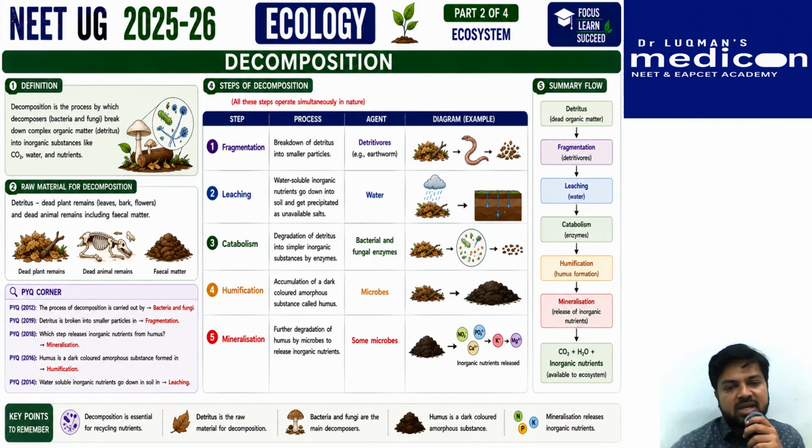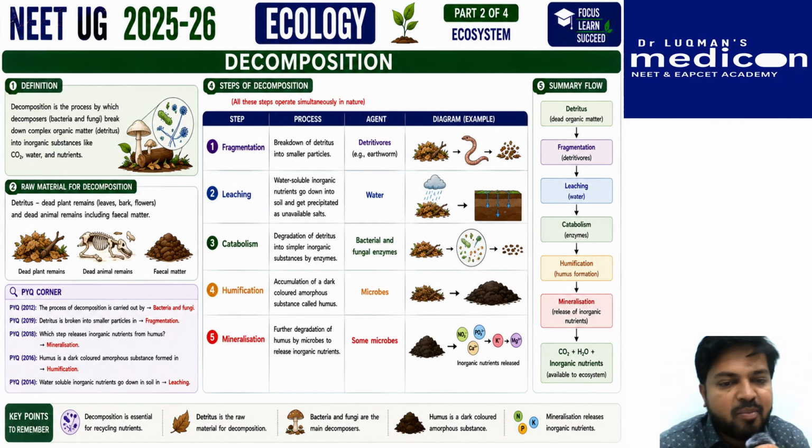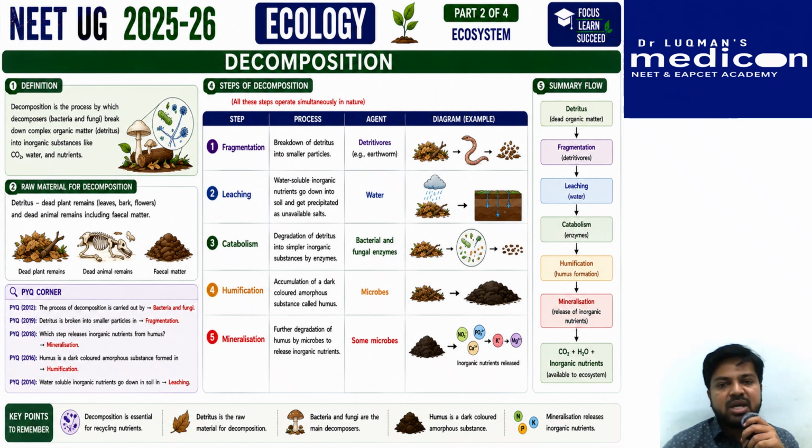So these are the steps. In the step of mineralization, nitrogen, calcium, phosphorus, potassium and magnesium ions, the inorganic nutrients, are released. So the summary flow is: detritus, dead organic matter, goes into fragmentation by detritivores, then leaching by water, catabolism by enzymes, humification, that is humus formation, and mineralization, that is release of inorganic materials.